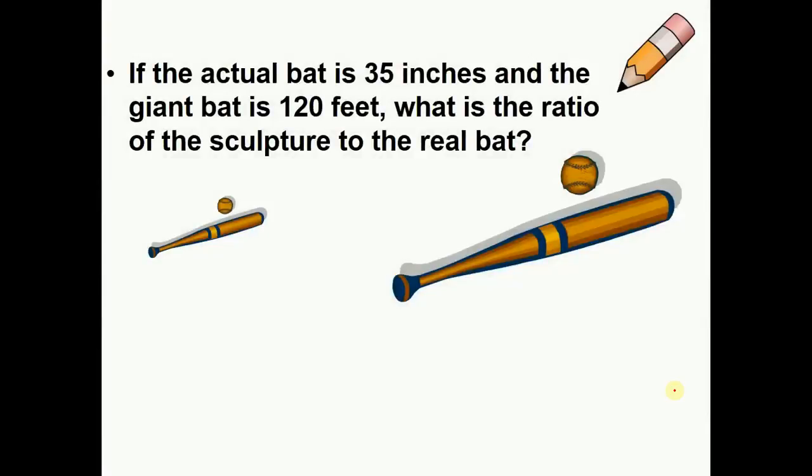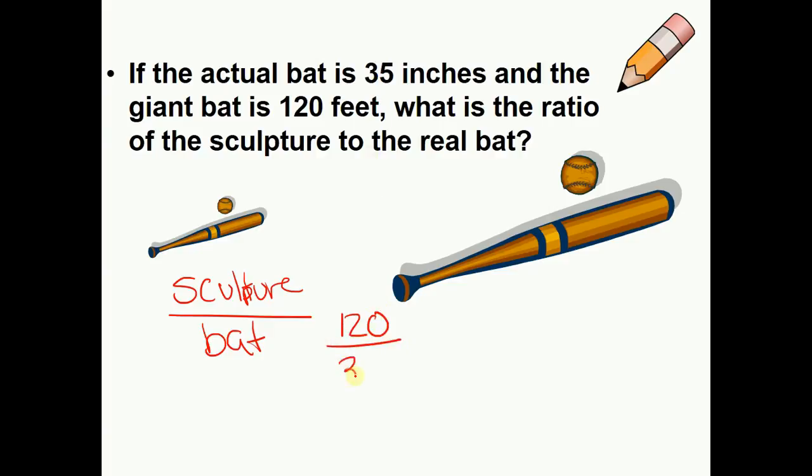Now, if we know that the actual bat we talked about in the beginning is 35 inches, that's how long Babe Ruth's bat was, and the giant bat is 120 feet, what is the ratio of the sculpture to the real bat? So they want sculpture over bat. Sculpture was 120 feet over my actual bat, which was 35 inches.